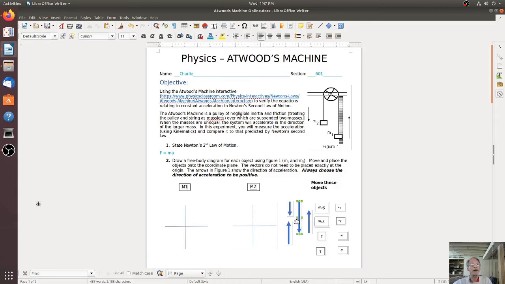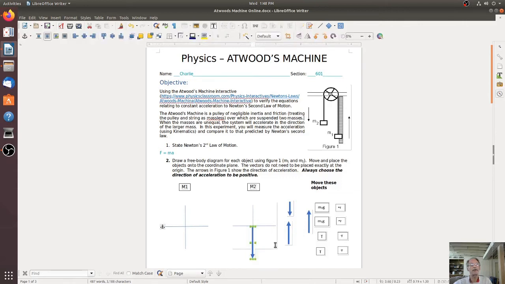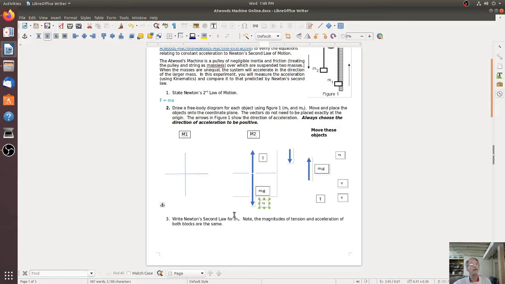So it looks like M2 has a bigger weight in that picture. So I'll put this M2g acting downward on mass 2. See, this is the force diagram for mass 2. And look, these two forces are the same length. I bet those are the tensions. So I'm going to put the tension force here and label that T. And the direction of motion I want to label as plus, so I'm going to call the positive direction downward for this mass. And then you have to do the rest of those.